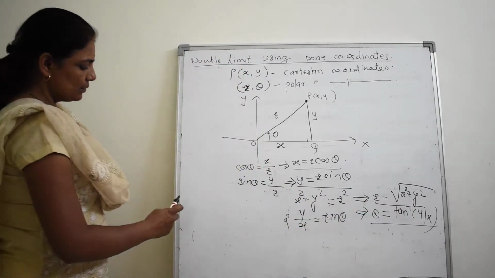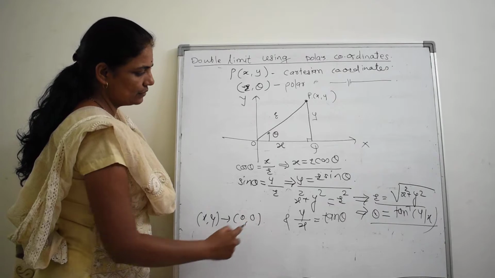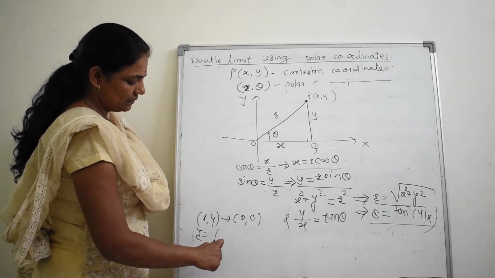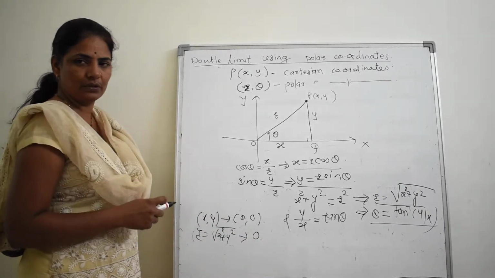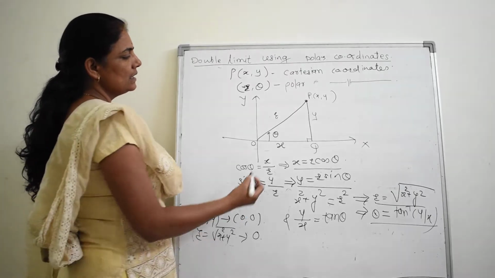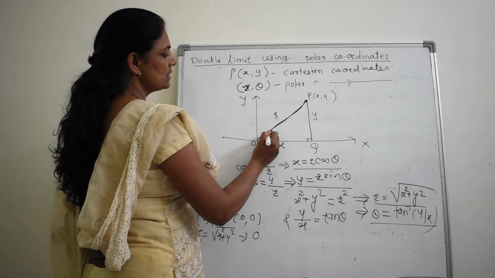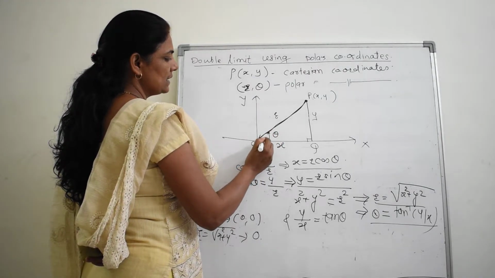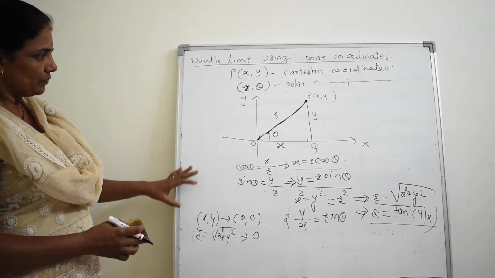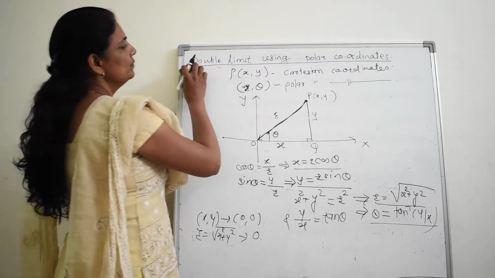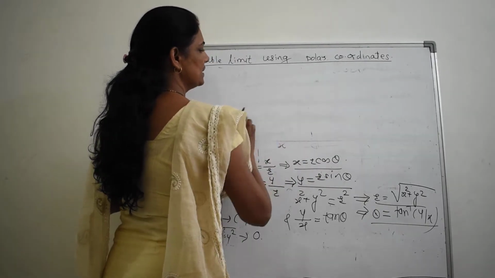Now suppose I say that (x, y) tends to (0, 0). Obviously r equals the root of x square plus y square also tends to 0. See in the diagram, suppose (x, y) tends to (0, 0) along this straight line. Then in this case r also tends to 0. So remember, these are the basic concepts for finding the double limit using polar coordinates.